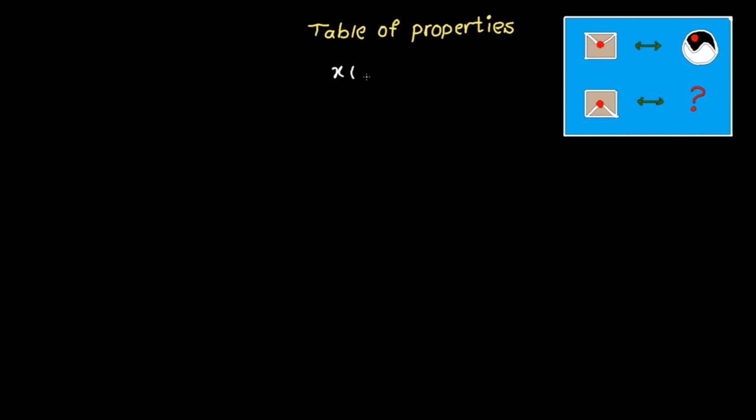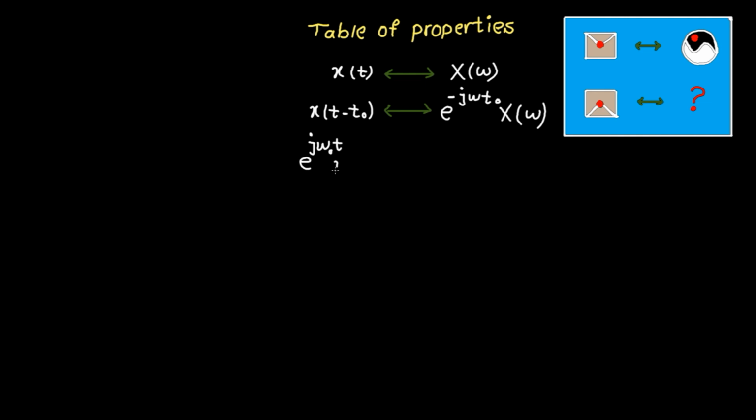Let's assume we have this pair as the starting point. Now, if we shift the signal in time domain by t naught, we need to multiply X of omega by this complex exponential function. This property is called time shifting property as we shift the signal in the time domain by t naught. If we multiply the signal in time domain with this complex function, the signal in the frequency domain gets shifted by omega naught. This is called frequency shifting property as we shift the signal in the frequency domain by omega naught.